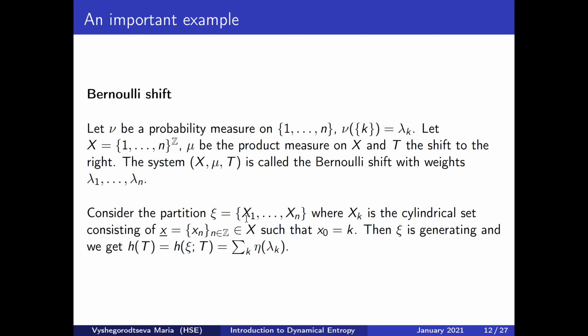X2 is the set of words whose zeroth element is 1, and so on. So the probability of... now here we can easily see that Xi is a generating partition, and we get that the entropy of this dynamical system of a Bernoulli shift is a sum from 1 to n of the function eta of lambda k.